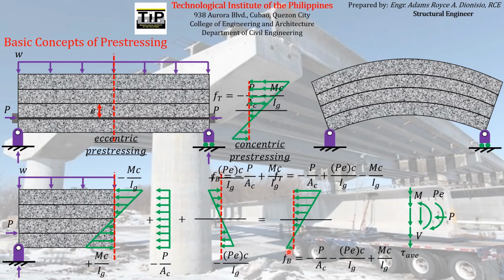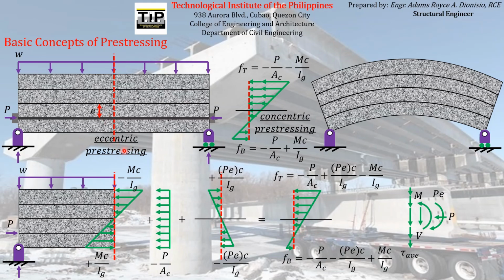So if we compare the total stress resulting from eccentric pre-stressing to the total stress resulting from concentric pre-stressing, you can see that we not only reduce the tensile stress, but we have a much smaller tensile stress compared to concentric pre-stressing, as well as a much smaller compressive stress compared to the compressive stress resulting from the concentric pre-stressing. So this is the advantage of eccentric pre-stressing compared to concentric pre-stressing.